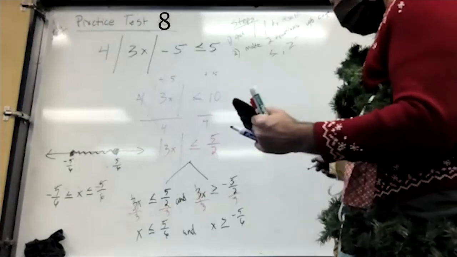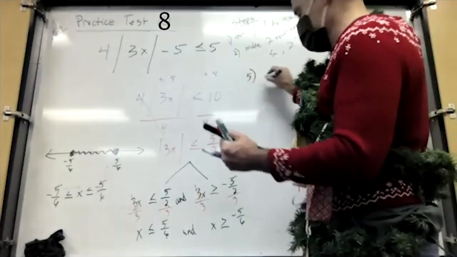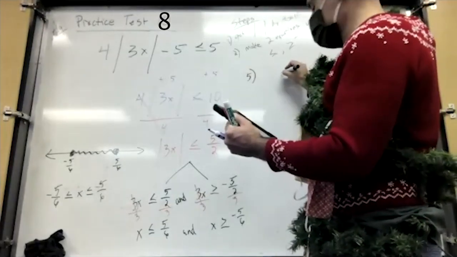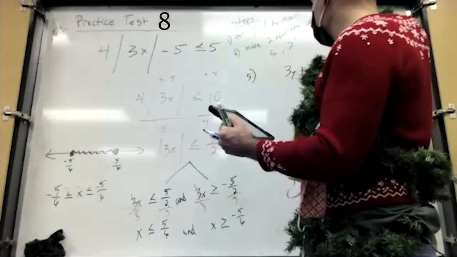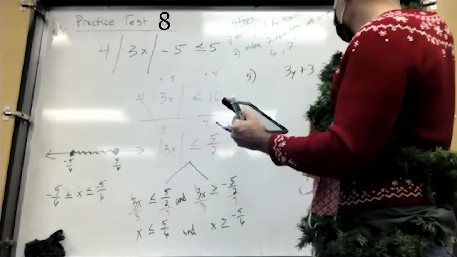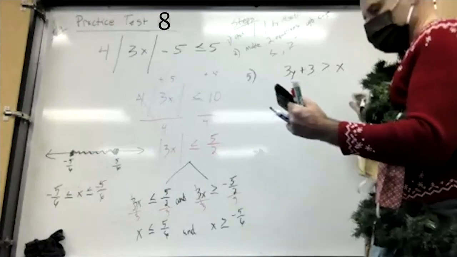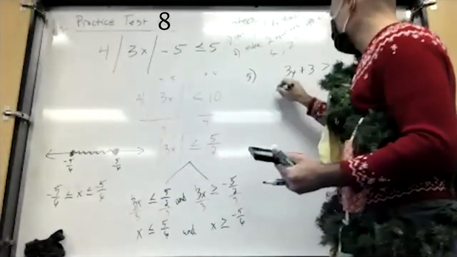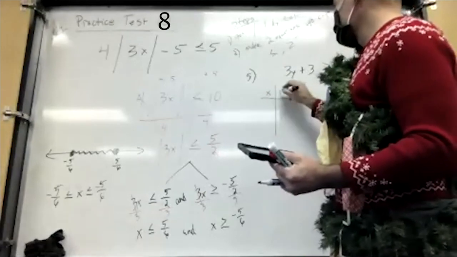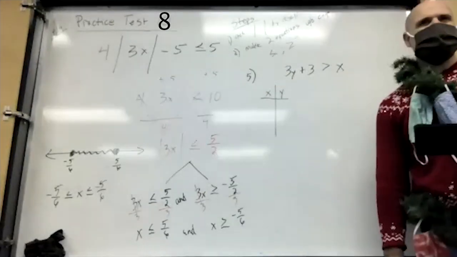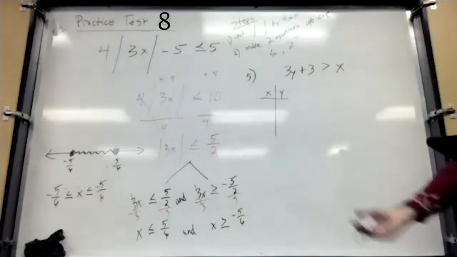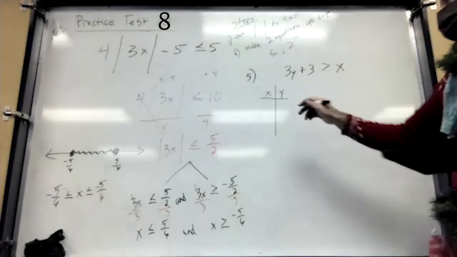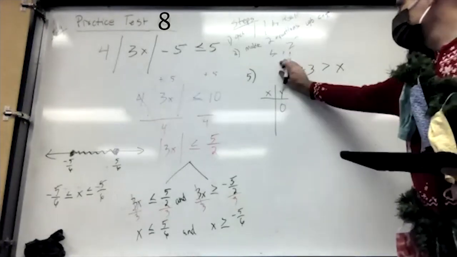Okay, so we're going to graph number 5: 3y plus 3 is greater than x, by making a table of values. All right, you could do that, I guess. So pick some x's and y's. When you have x by itself, it's probably better to pick some y's. So pick a y: 0. If y is 0, x equals 3.